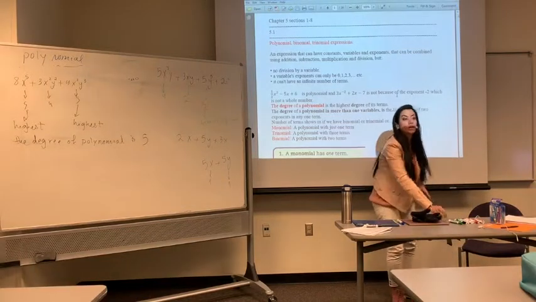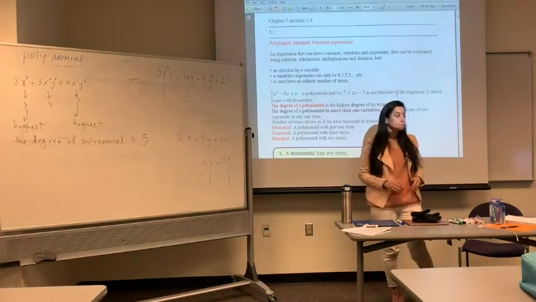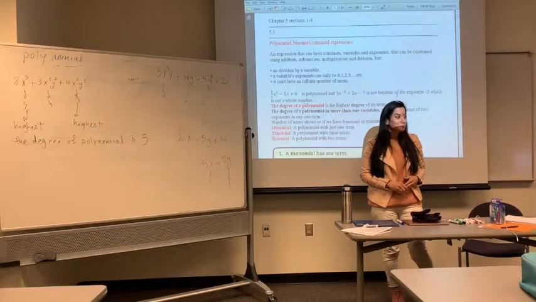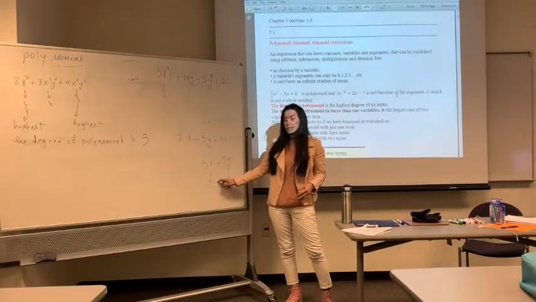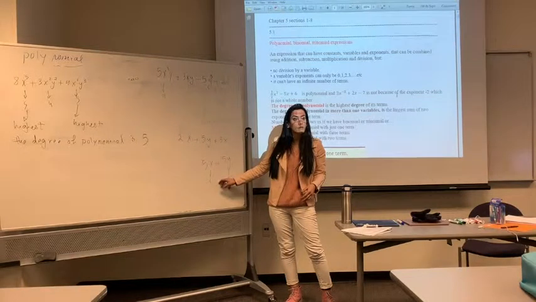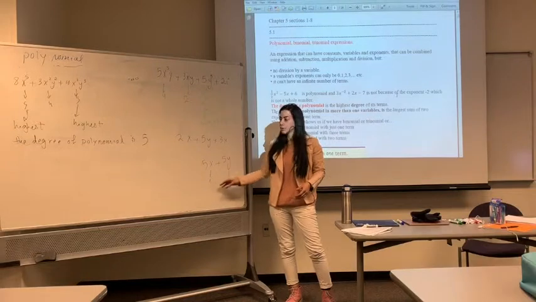Okay, so any other question? So, is this clear? We have a degree of 1, even though we have similar degrees.